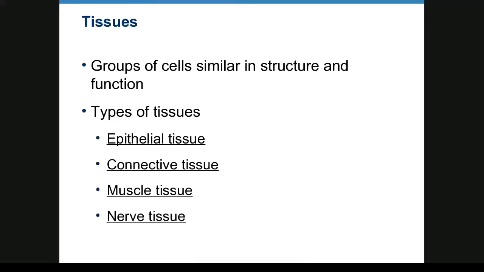Hello, today our discussion is on Chapter 4, which is on tissues. Tissues are grouped into 4 different types, and these 4 types make up everything that we are composed of as humans: epithelium, connective tissue, muscle tissue, and nerve tissue.